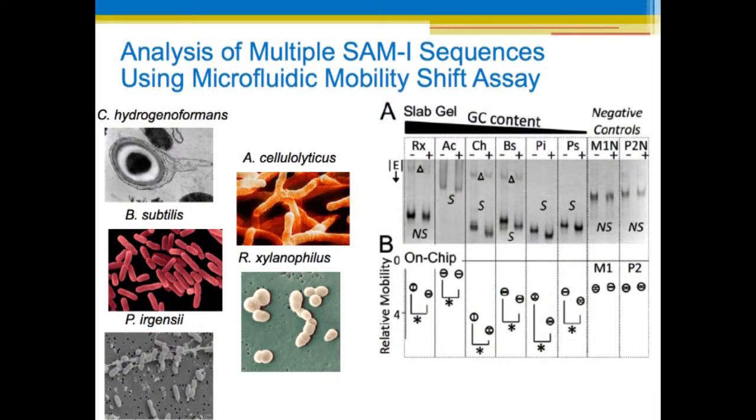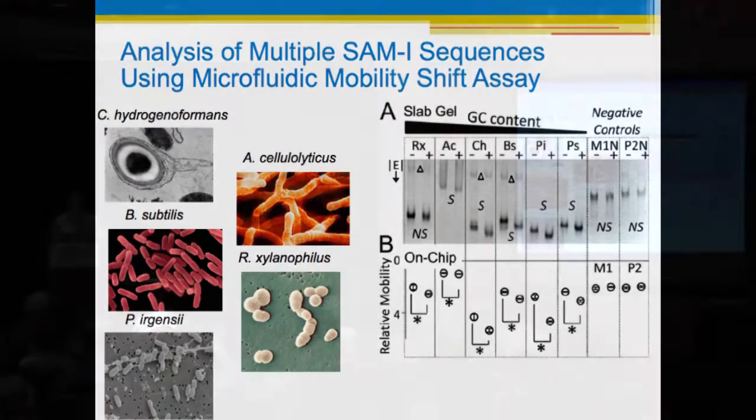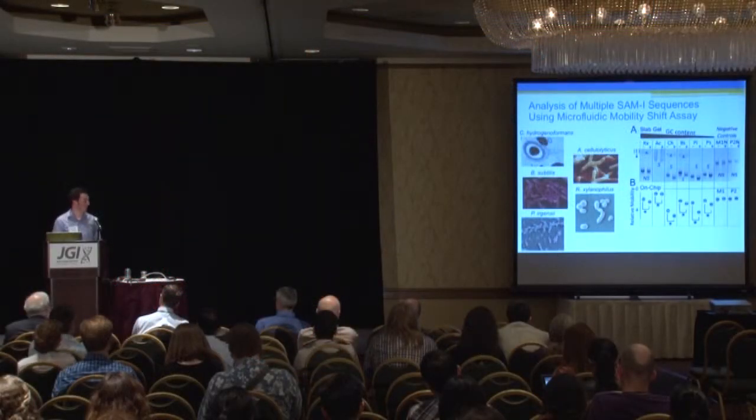riboswitches from different bacteria. And so we took basically 5 computationally predicted SAM1 sequences from various organisms, and we used our assay to demonstrate that we could see a mobility shift for all of them. So that validates the fact that they are actually SAM1 riboswitches.